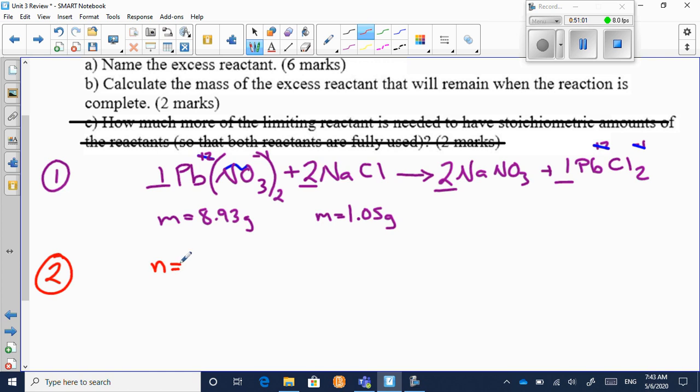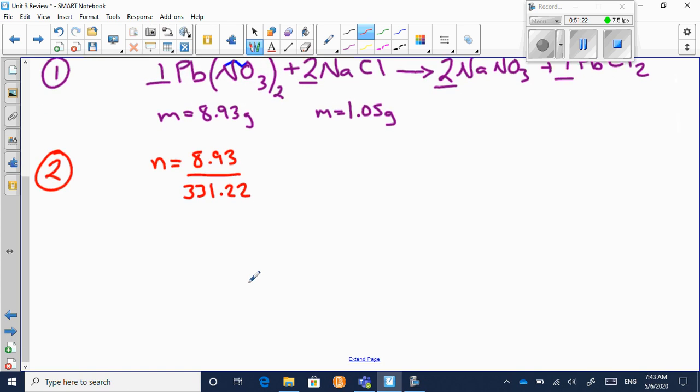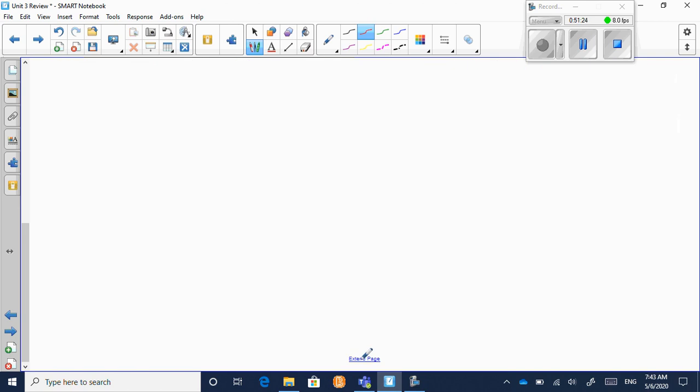So n is equal to 8.93 divided by the molar mass. Here we go. The molar mass of lead nitrate is 331.22. So you're going to go into your margin somewhere and go, okay, so here I'll just show you on that one. You'd go down to another page, or I'd like you to show it to me.